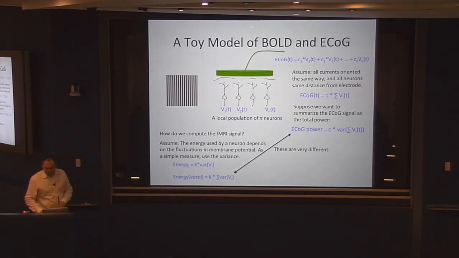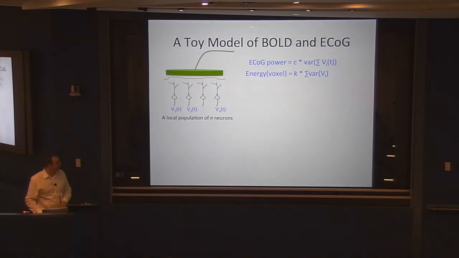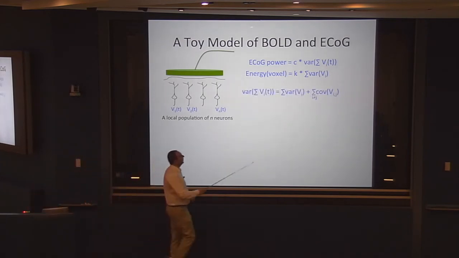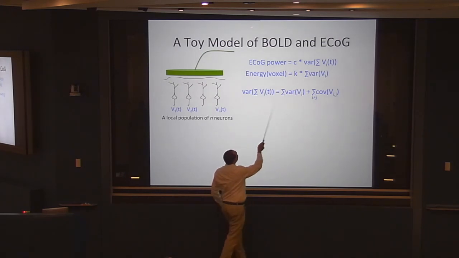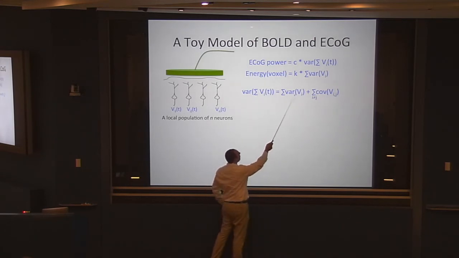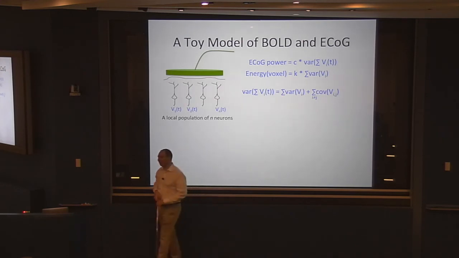And in fact, I know precisely in what way they differ because I asked Wei-Ji Ma, and he told me. The way they differ is by one term, which is the covariance. The variance of the sum is just a math theorem. It's exactly true. The variance of the sum is equal to the sum of the variance plus the sum of the covariance of all the other terms.